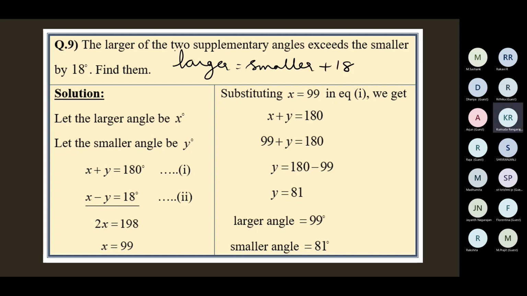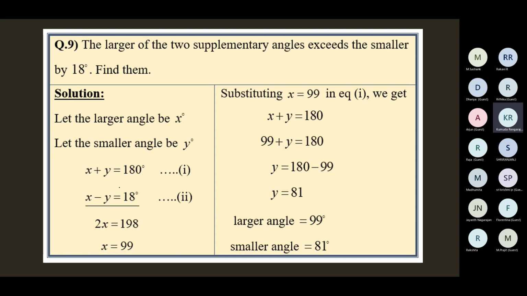The larger of the two angles exceeds the smaller one by 18. So larger one is equal to smaller angle plus 18. Or in other words, when you take it to the other side, larger angle minus smaller angle is equal to 18. So both are correct. The difference between the two angles is 18 degrees. You must write the larger angle first minus the smaller angle. The greater angle minus the smaller angle is the difference, which is 18 degrees. So these are the two equations.